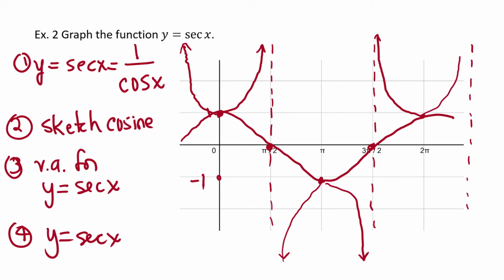Now what's important again for me to stress is that the graph is not the cosine part. The graph is not the vertical asymptote. The graph of the secant function are the split parts that look like parabolas. They're not parabolas, but that's what it looks like.